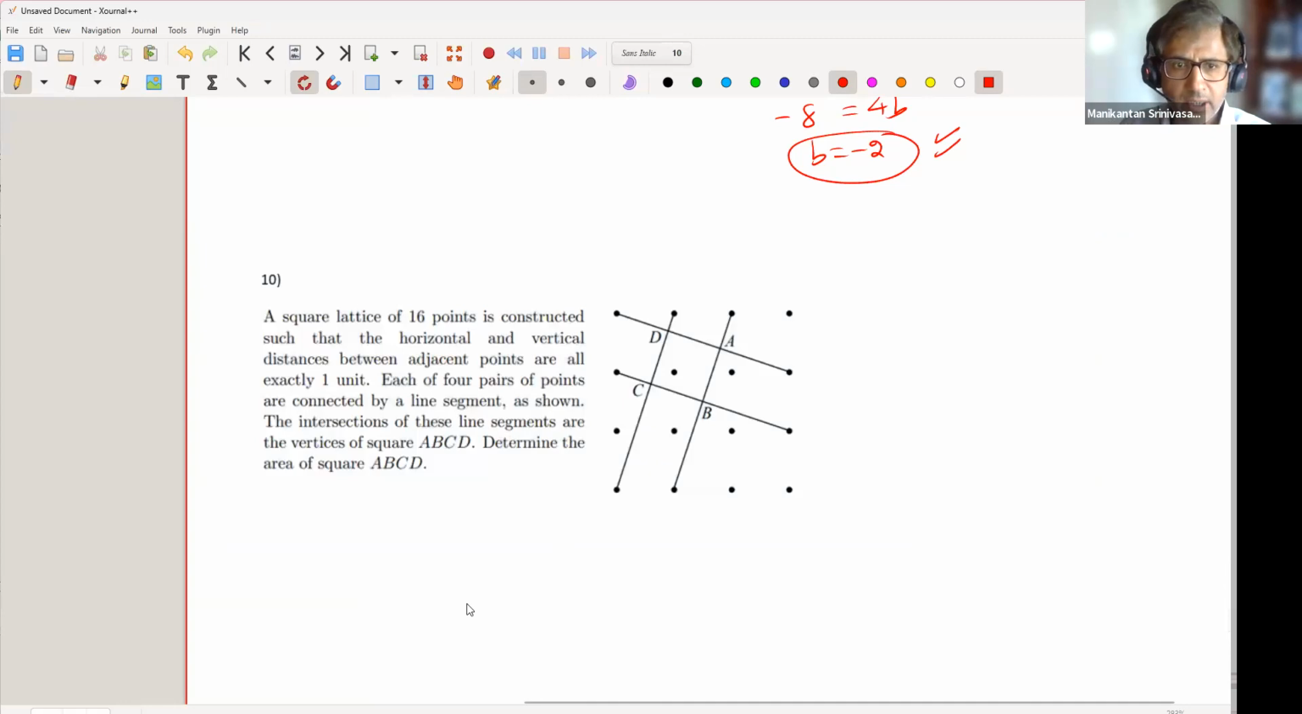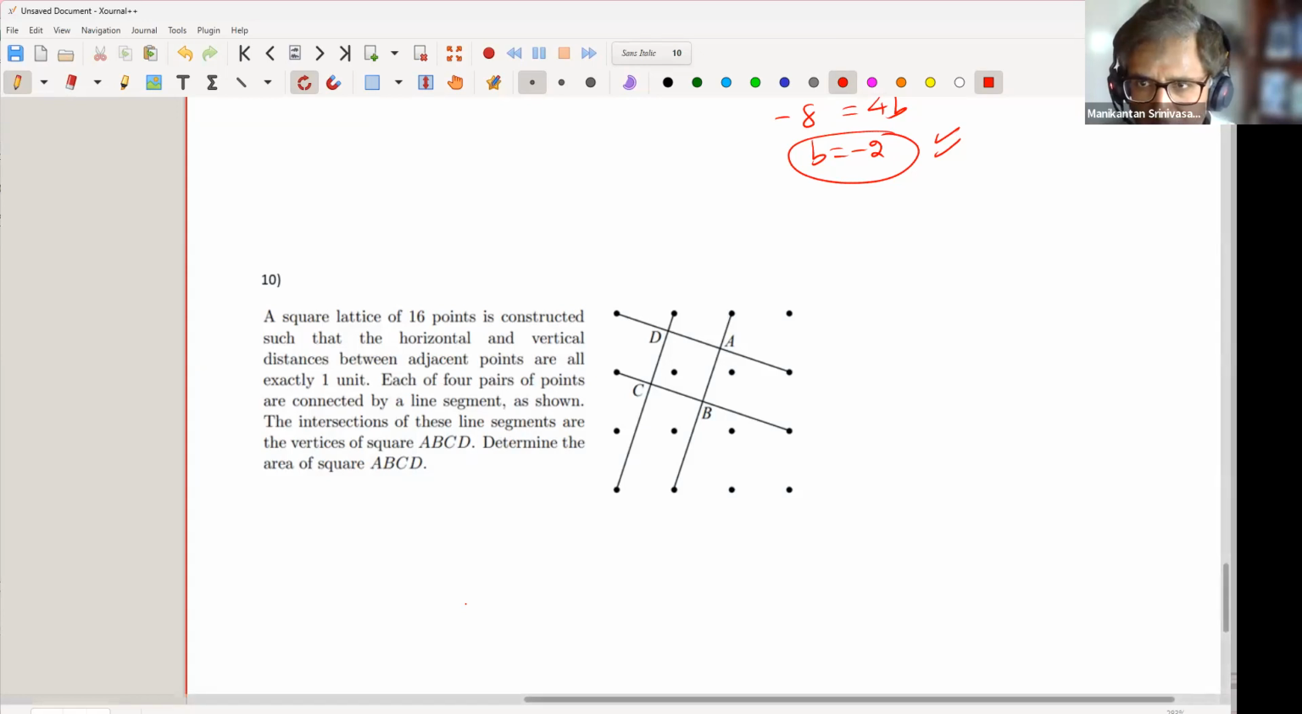Okay, square lattice. Determine the area of ABCD. Again, multiple ways to do it. I'm curious to listen how others might have done, but let me just go through what I thought was easy.